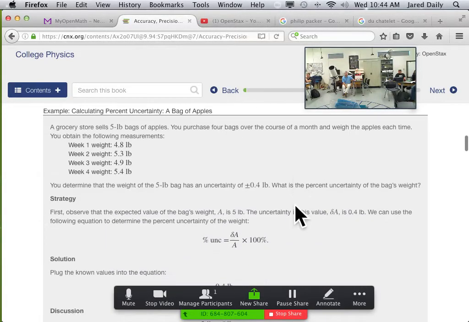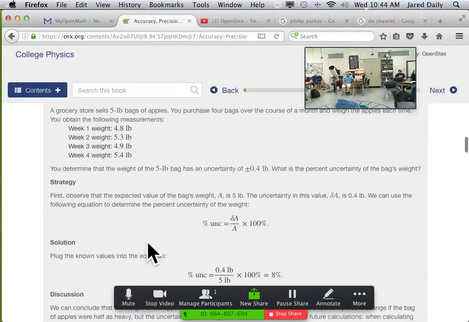So, this here's an example of this where we've got 5-pound bags of apples, yeah? And they're supposed to weigh 5 pounds, but they don't. Some of them are 4.8, some of them are 5.4, and they're in between. So what we do is we're going to determine what is the uncertainty here, right? So the A is what they call the expected value of the weight, so that's our 5 pounds, right?